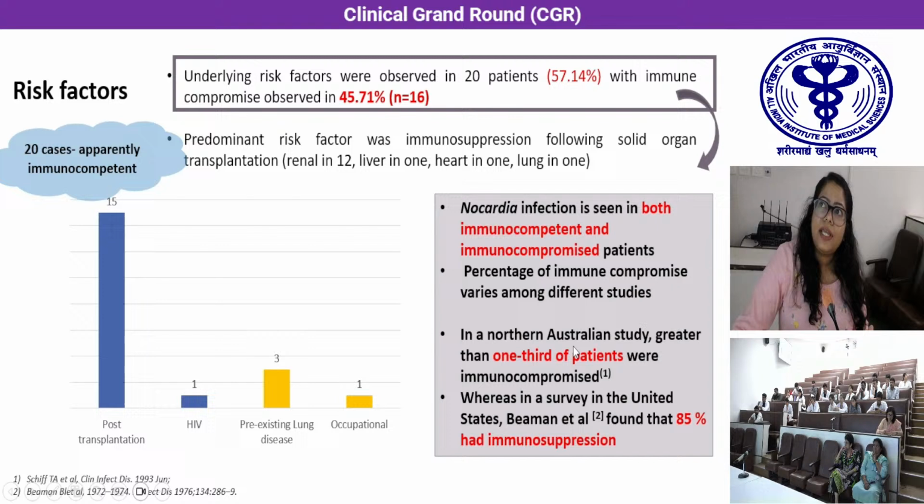So here we have seen that Nocardia infection can be seen in both immunocompetent and immunocompromised patients. And the percentage of immunocompromise varies among different studies. A Northern Australian study had shown that only one-third of the patients were immunocompromised, whereas another survey in the US had shown up to 85% of the patients had immunosuppression. So we have to keep in mind that Nocardia can present in both immunocompetent as well as immunosuppressed patients.